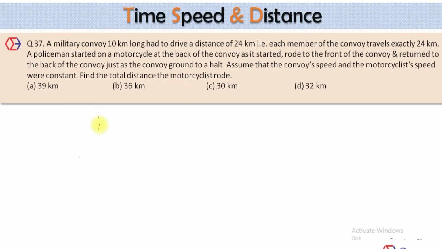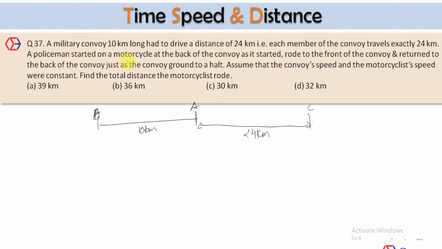This is a 10 kilometer convoy. Let's say the starting point is A, and the end is B. And they had to cover a distance of 24 kilometers. So they need to cover this 24 kilometer. Let's say this point is C. So the first car will start, will reach here, and this will also reach. Everyone will have to cover what? A distance of 24 kilometers.